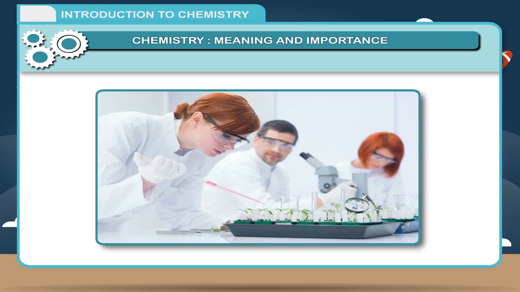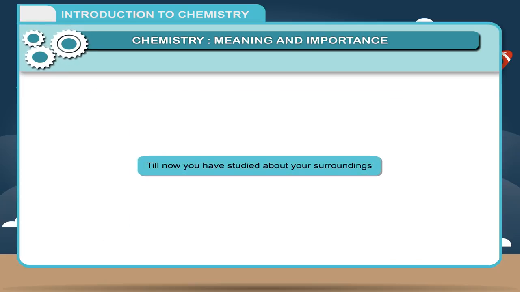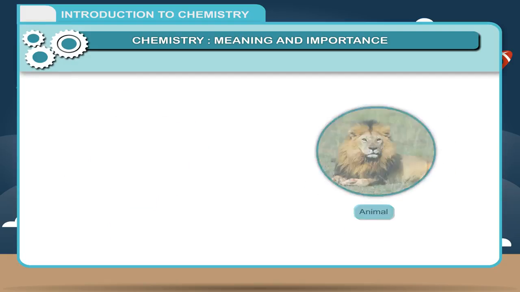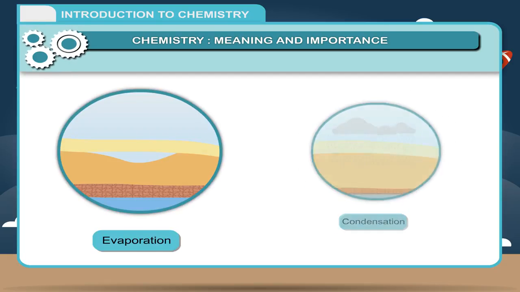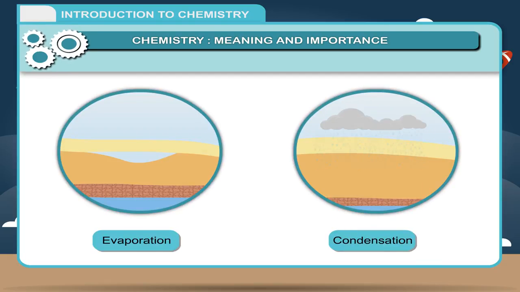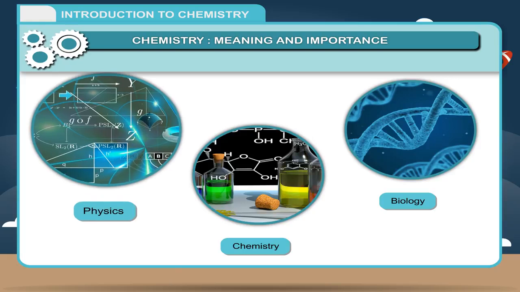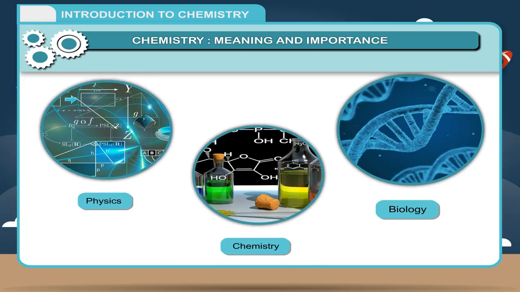through scientific methods. Till now, you have studied about your surroundings, plants and animals, physical phenomena like evaporation, condensation, etc. as a part of science. But now onwards, we will divide your field of study into various branches of science, namely physics, chemistry and biology.